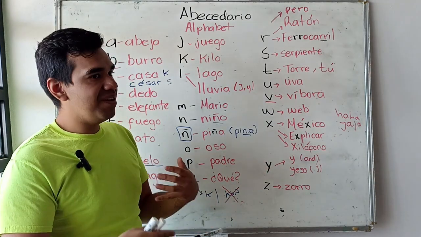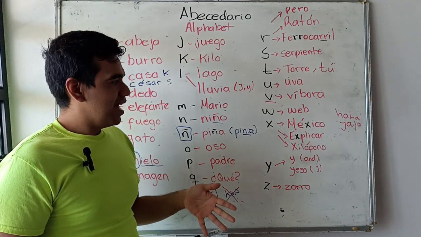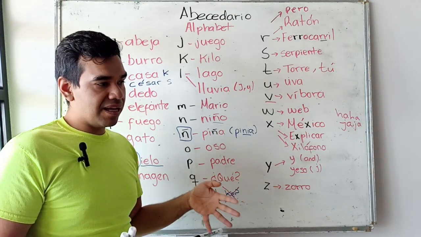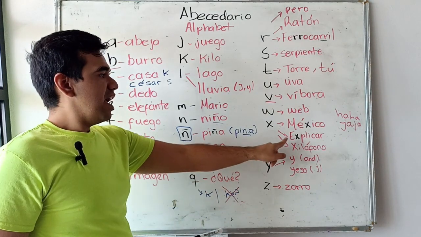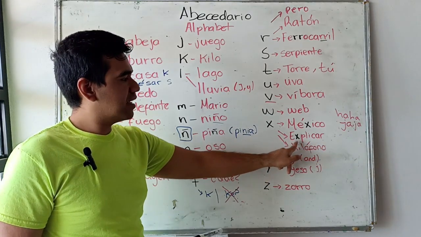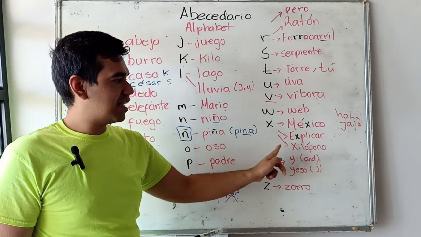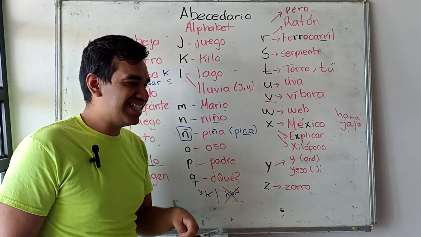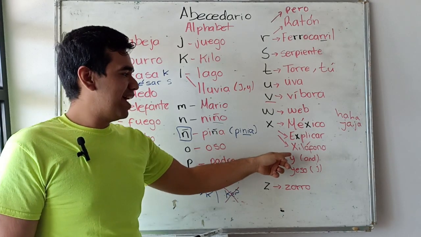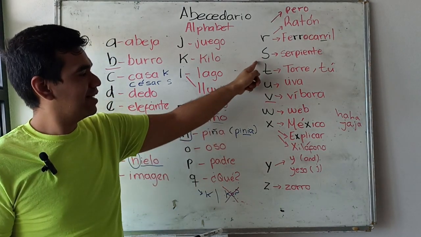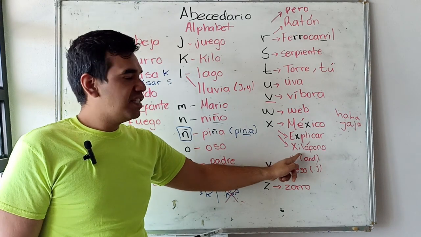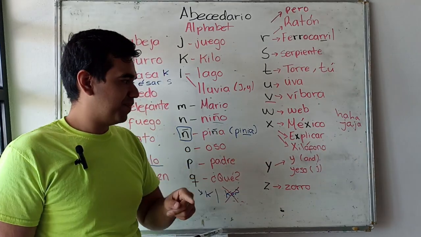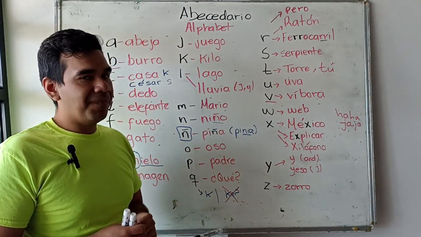But at the same time, in many words in the middle, it sounds like this, X, X: explicar, to explain. Explicar, to explain, okay? But at the same time, as in the word xylophone, okay? Xylophone.